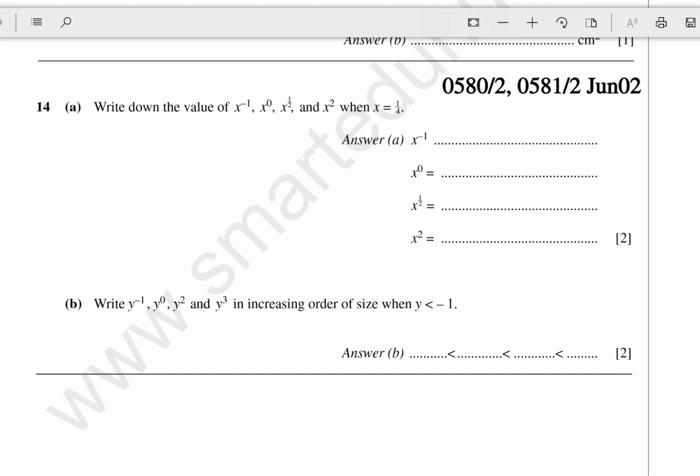So write down the value of x raised to minus 1. Okay, now x raised to minus 1 means, let me do the rough work here. The first one I'm solving, x raised to minus 1.